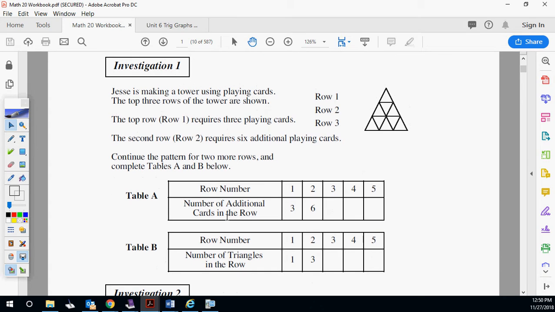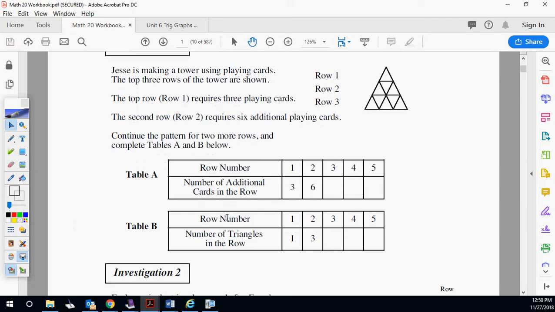So let's look at investigation 1 here. Jesse's making a tower using playing cards. The top 3 rows of the tower are shown: row 1, row 2, row 3. How many cards are required to make these? If you think about it, you're just pretty much counting the lines.